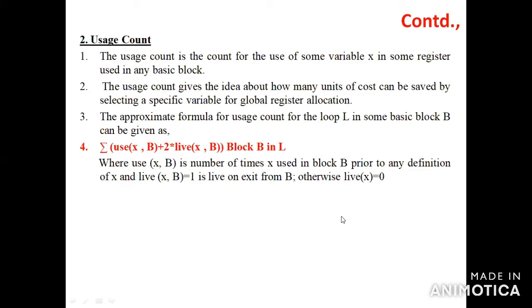Okay, so how to calculate for the global register allocation? This is the formula: summation of use of x comma b, where b is nothing but basic blocks and x is used for some other variables, plus 2 into live of x comma b, block B in L.